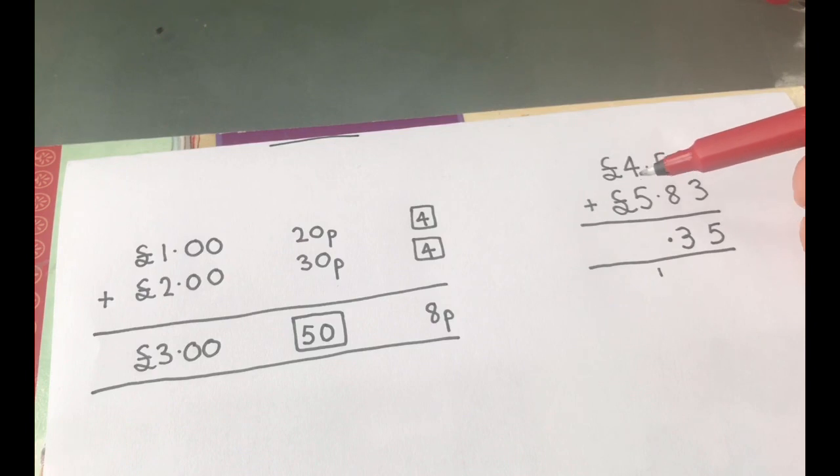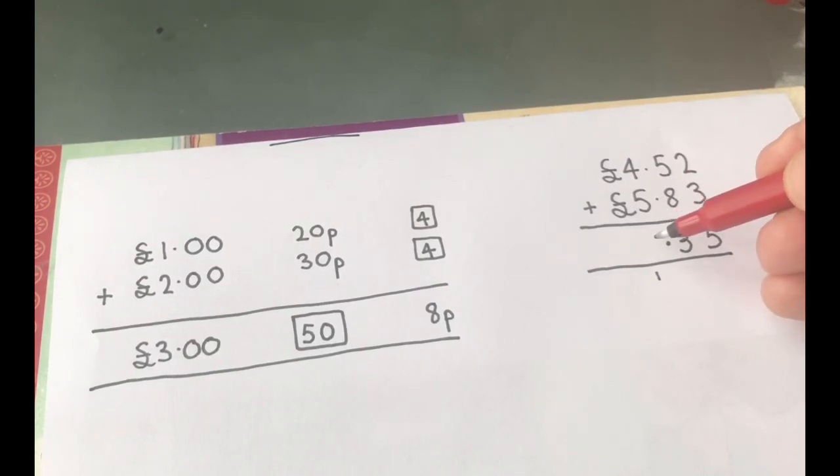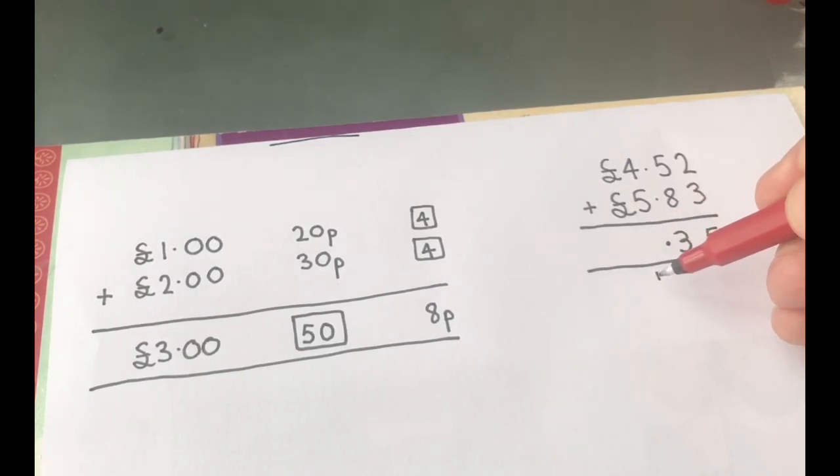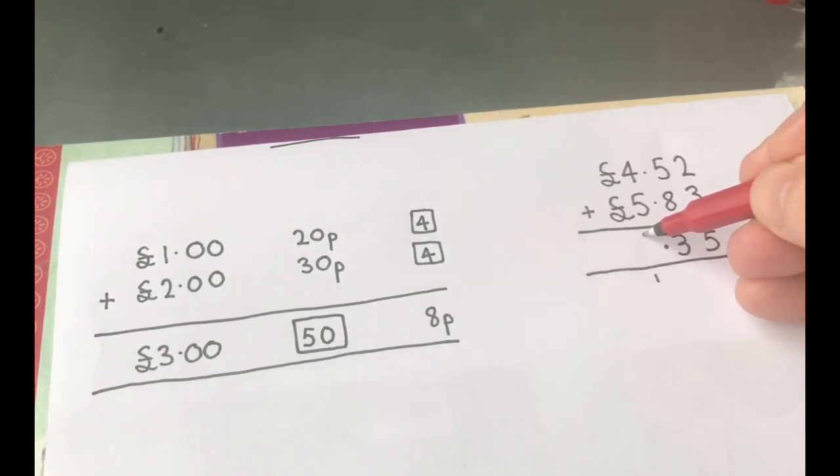Now we've got 4, add 5. £4 add £5. Correct, £9. Do I write that in? Not yet, because I still need to add 1 on. So 9 add 1 is 10. So I put a 0 in here.